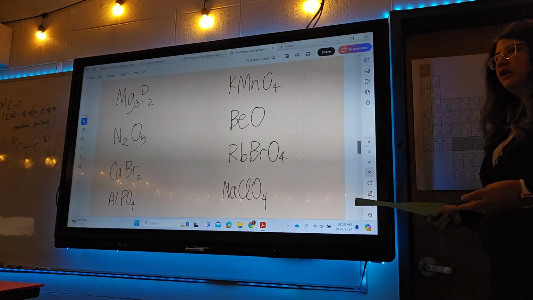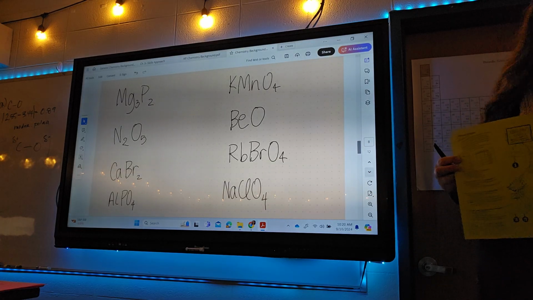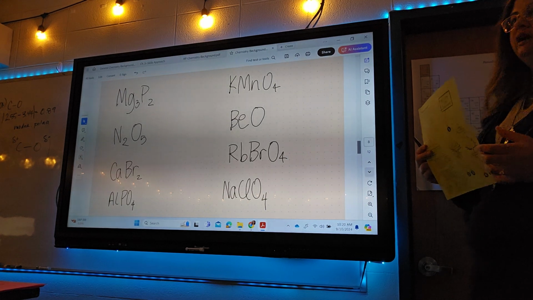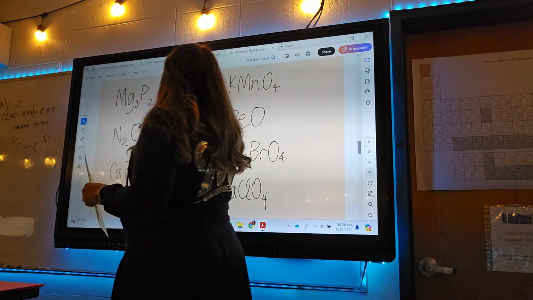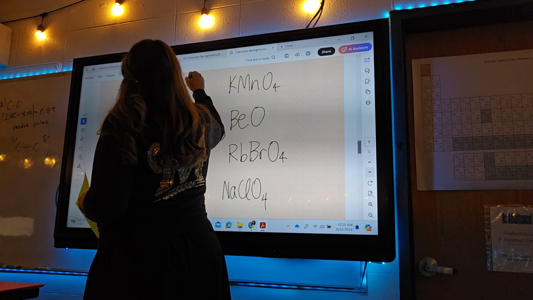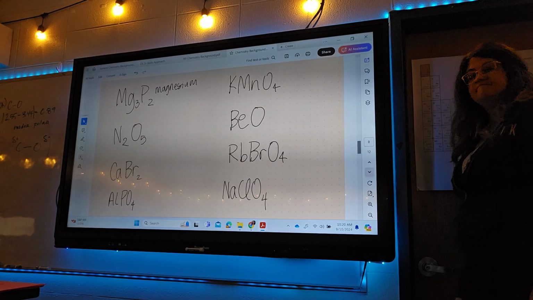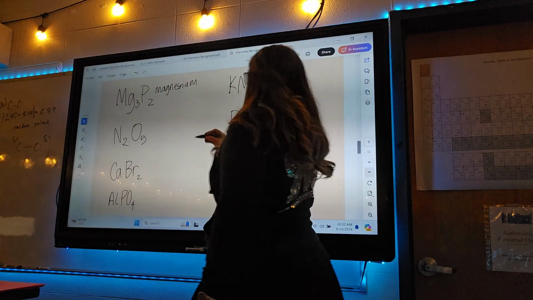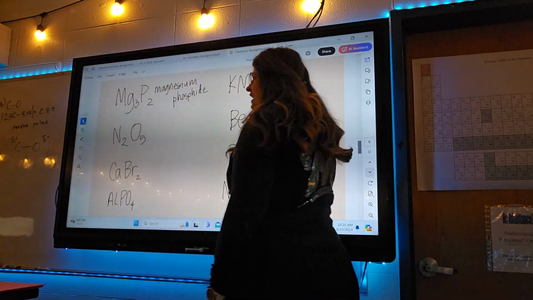Is magnesium a metal or non-metal? It's a metal. So that means that we're in either 2 or 3. How many capital letters do you have? Type 2. So then we would just name this magnesium. And what's its second name? Phosphide. With a pH.